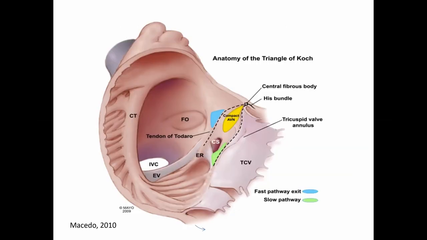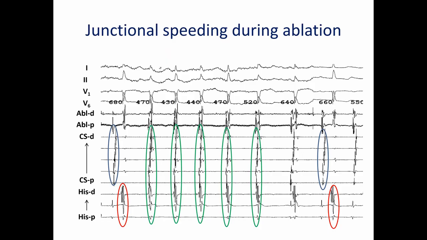So how do we fix AVNRT? So we usually ablate in the slow pathway region shown in green, just anterior to the coronary sinus os. And the typical response when you heat up the junctional atrium is to get junctional speeding. So this is during a burn. You can see the atrial activation in blue. We've got our His signal down here in red, and you can see these junctional beats, so the A and V coming on time during ablation that gradually wanes away.